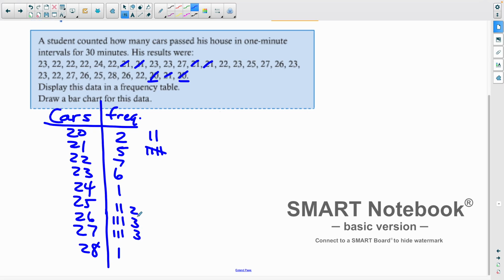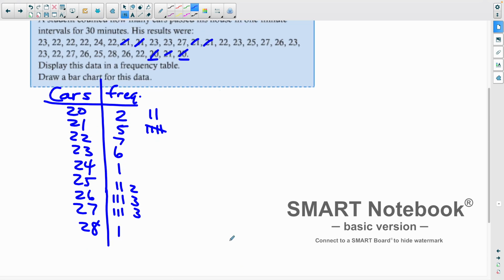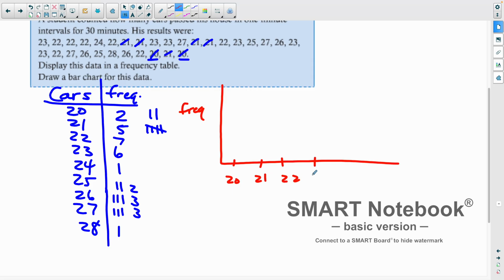All right, now I'm going to take that information and put it on a bar graph or a bar chart. So again, if I'm doing that, my frequency is going to be over here. And I'm going to start here. This is going to be 21, 20, 21, 22, 23, 24, 25, 26, 28. Okay? I'm going to go draw that bar graph.